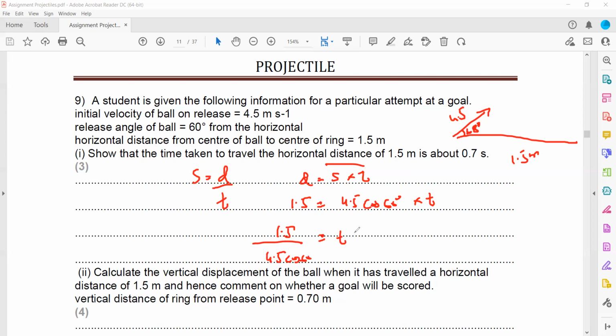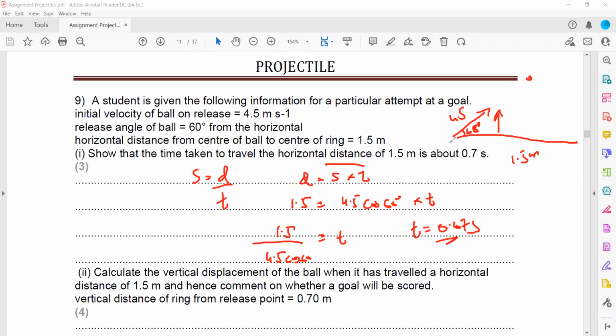Why did I not use the vertical component? Because the vertical component affects the vertical motion, the height, not the range. So 1.5 divided by 4.5 cosine 60, what's the answer? Which is approximately equal to 0.67 seconds. So 0.67 seconds is approximately equal to 0.7.